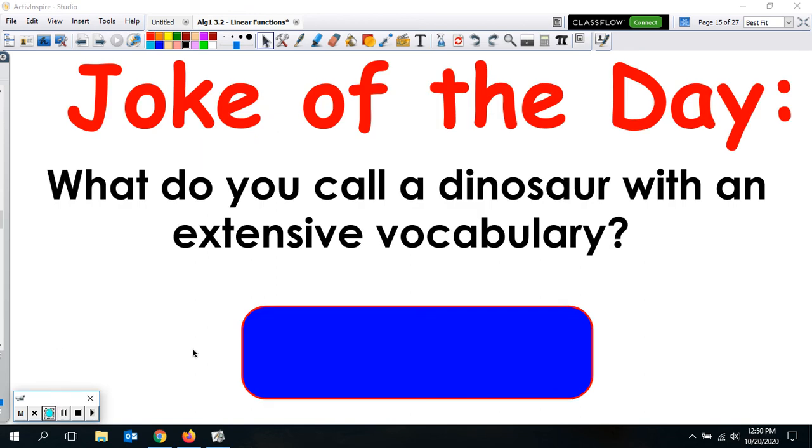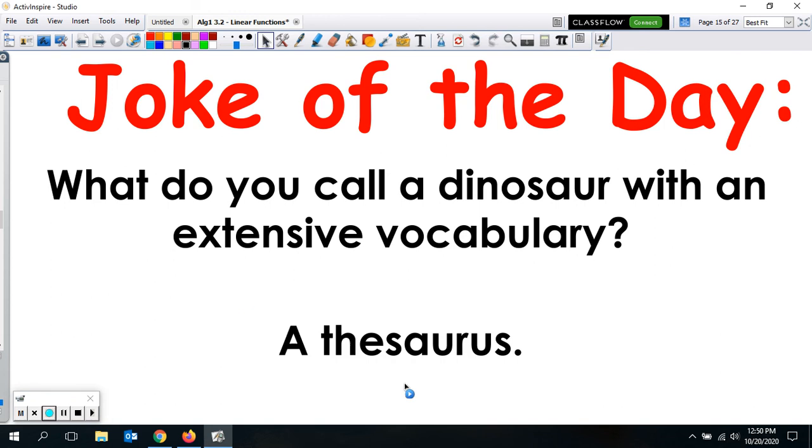All right, so we will pause right now just for a quick joke of the day. What do you call a dinosaur with an extensive vocabulary? Well, a thesaurus, of course.